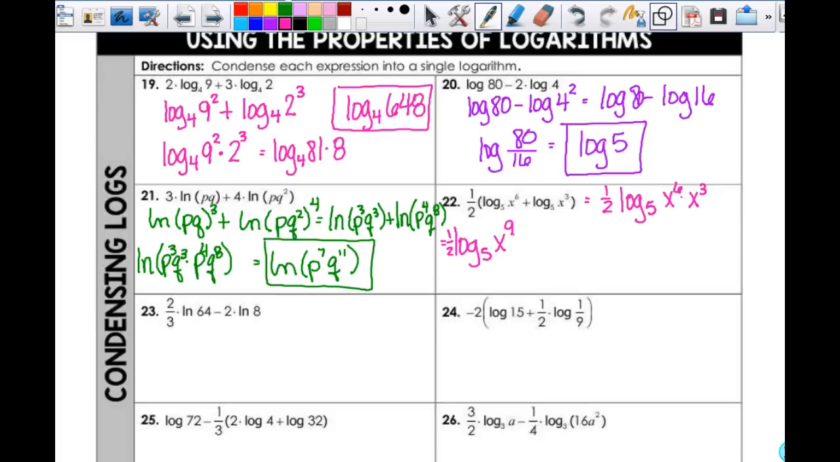So now this can become an exponent. This becomes log base 5 of x to the 9th, and then this is to the 1/2 power. Power to a power, you multiply. So this is log base 5 of x to the 9/2 power, which we would rewrite as log base 5 of the square root of x to the 9th, since the 1/2 is the square root. That's what we get.